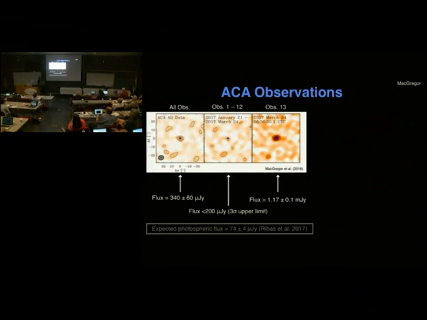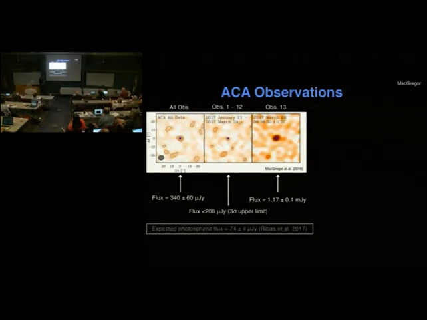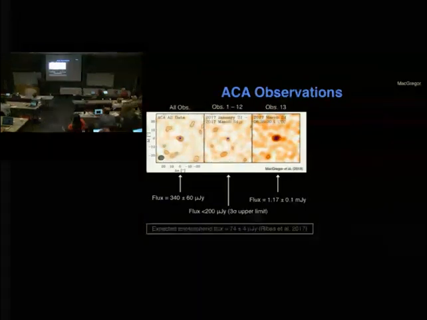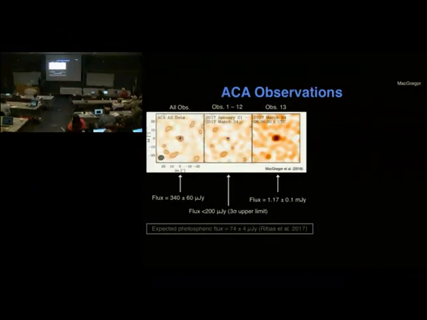So this is now looking at the ACA observation, that's the Compact Array. Again, all of the data averaged on the left, then the first 12 observations in the middle, and the last observation, the 13th, all by itself on the right. As you can see, we detect a nice point source in the combined average data. We detect basically nothing above 3 sigma significance in the middle image, and we detect this huge bright point source in the last image. So that's a little bit puzzling.